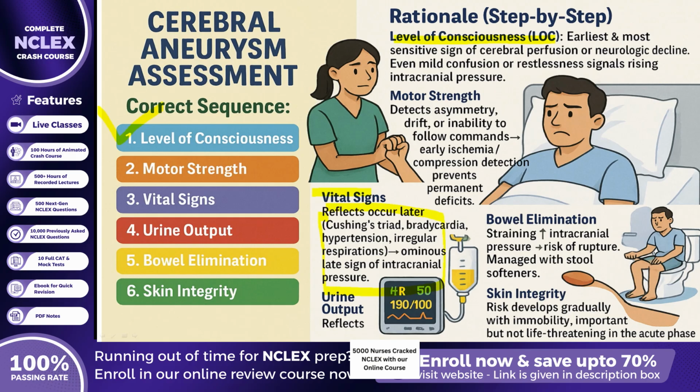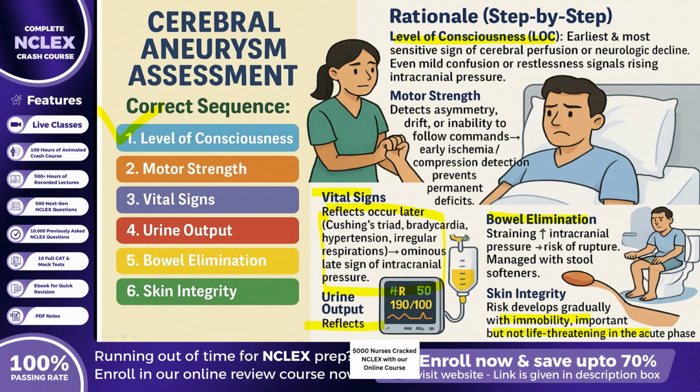Shifting attention to the fourth priority, urine output becomes essential because it indirectly reflects systemic perfusion and fluid balance. Decreased output may point to hypoperfusion, renal compromise, or medication effects. Next, bowel elimination is addressed, as straining during defecation can dangerously increase intracranial pressure and risk of rupture. But it is less urgent than neurologic or hemodynamic findings. Finally, skin integrity is assessed last, since the risks of pressure injuries from strict bed rest develop gradually and do not pose immediate life-threatening danger, though preventive care must still be implemented.